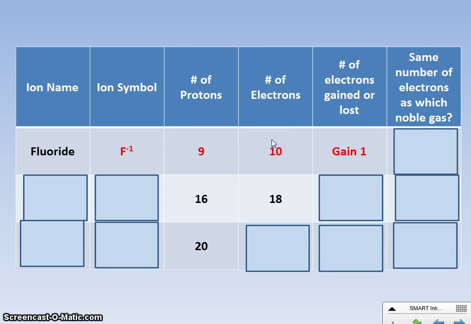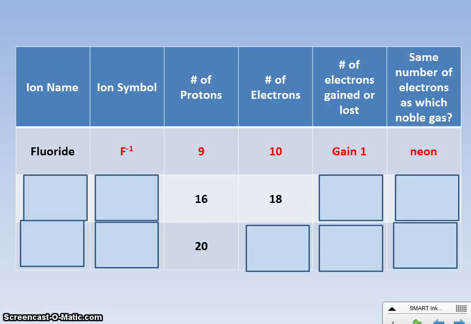Now, we want to know, what noble gas is this fluoride ion trying to be like? Remember, they're trying to be stable, just like all of those group 8 elements. So which element has 10 electrons? If you look at your periodic table, that would be neon. Neon has an atomic number of 10. Okay.